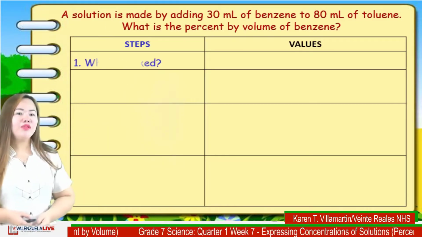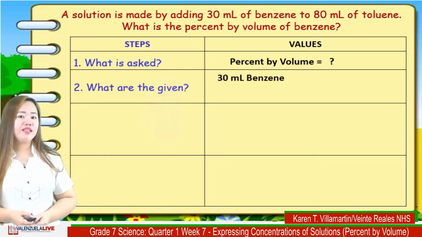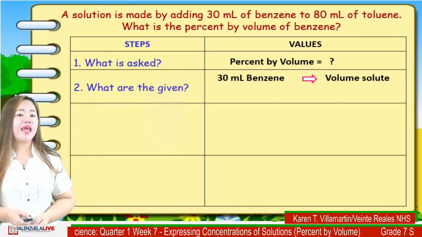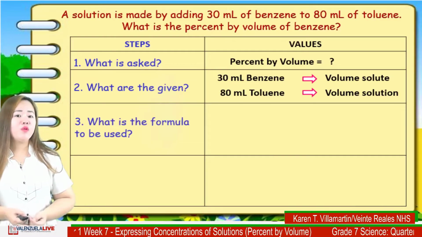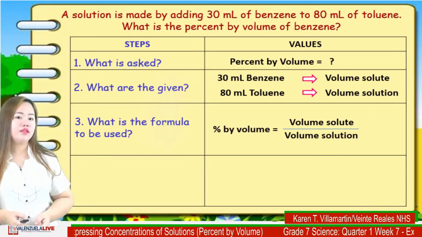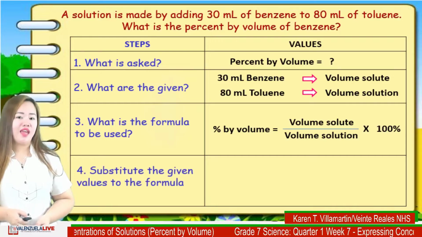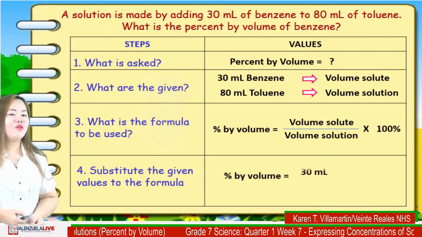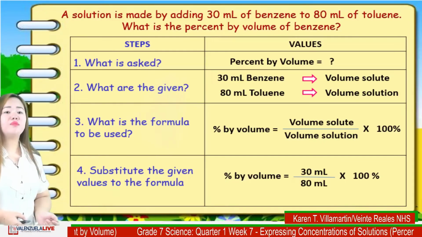Now, let us apply the following steps in problem solving. In this problem, notice that what is being asked is the percent by volume. Then, the given are 30 ml of benzene, which is the volume of solute, and 80 ml of toluene is the volume of solution. Therefore, we will use the formula percent by volume equals volume solute over volume solution times 100%. Then, we will substitute all the values. Percent by volume equals 30 ml divided by 80 ml times 100%.